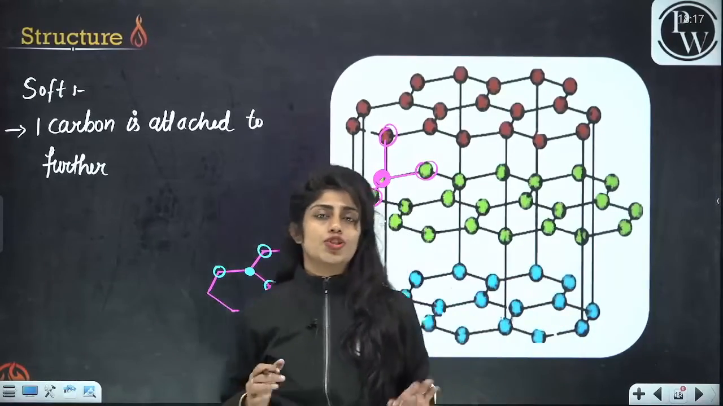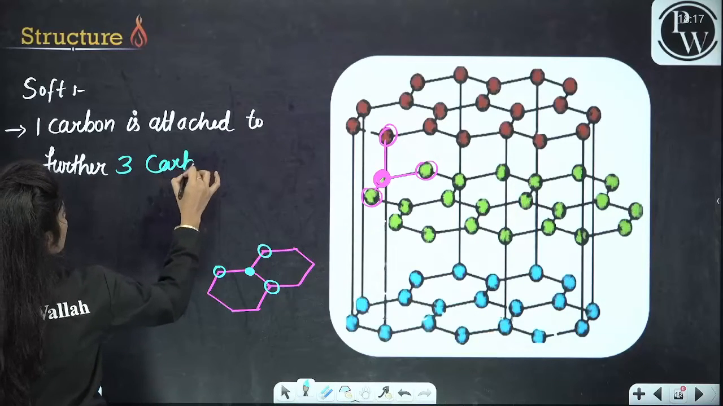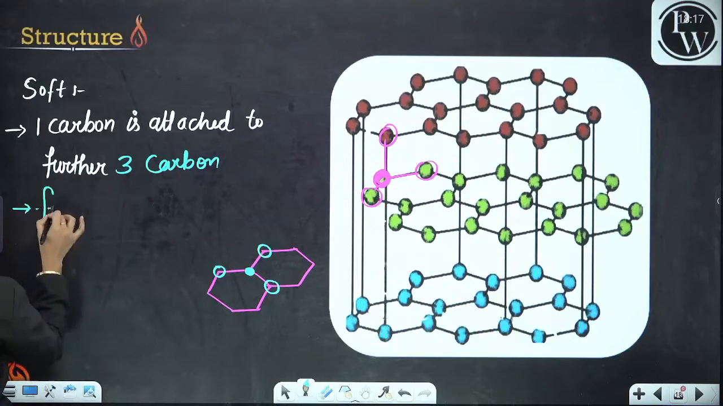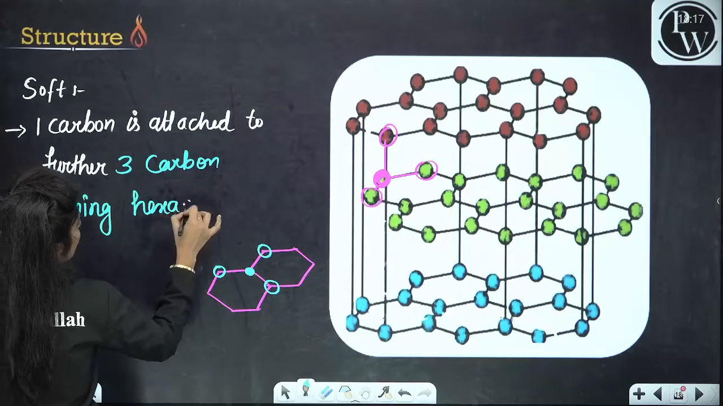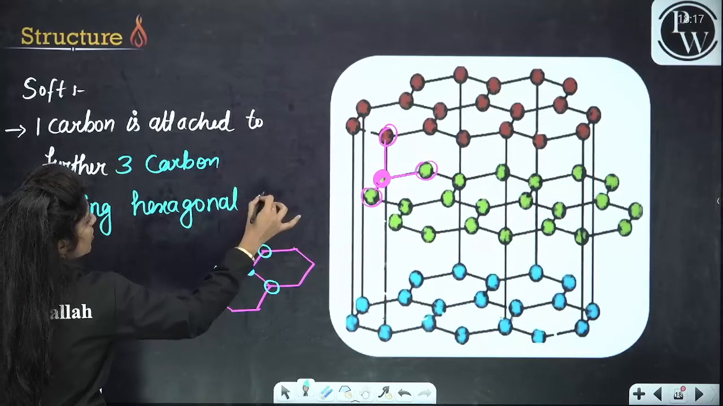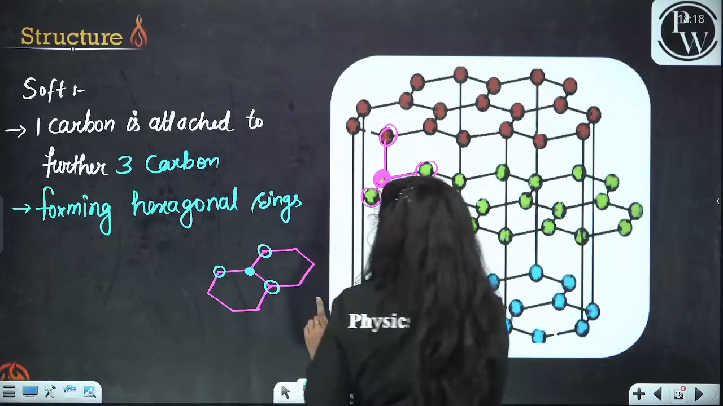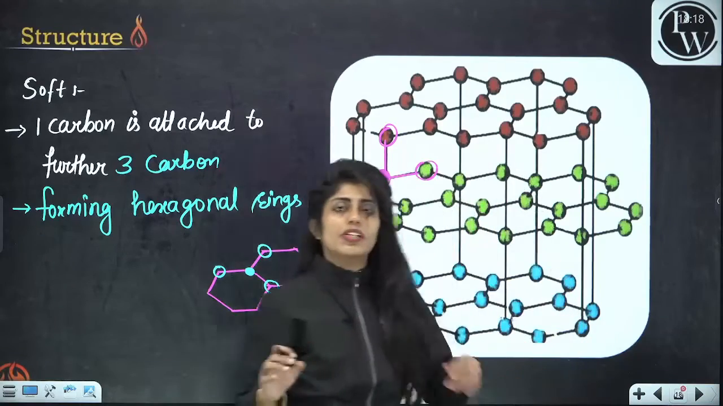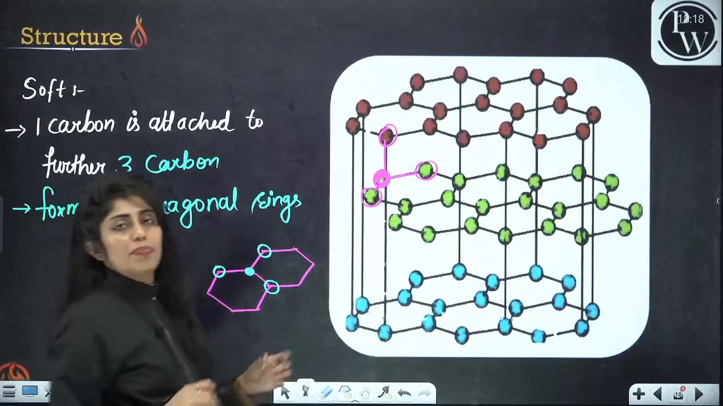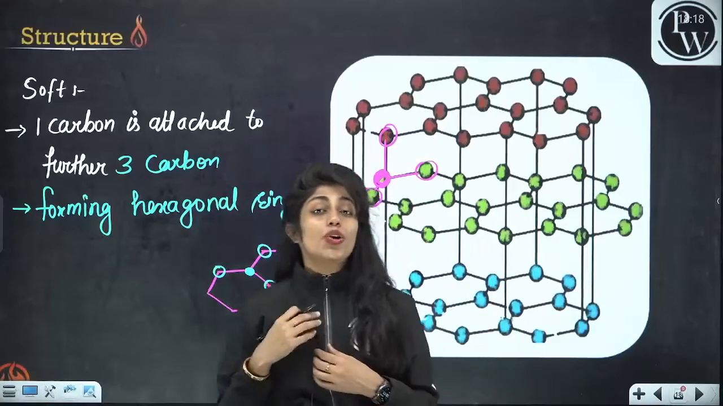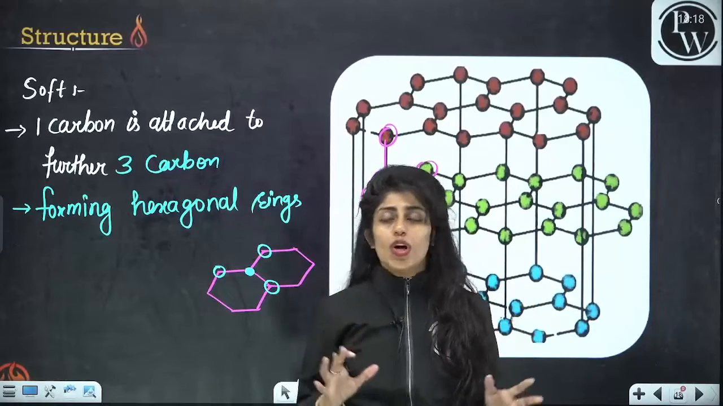This is the kind of structure graphite is forming. What kind of structure? Let me write it here: 3 carbons forming hexagonal rings. I hope you are not afraid of this hexagonal, because in mathematics we have structures like hexagonal, pentagonal, octagonal, etc. So you can clearly see there is a big difference in the structural unit of a diamond and a graphite.